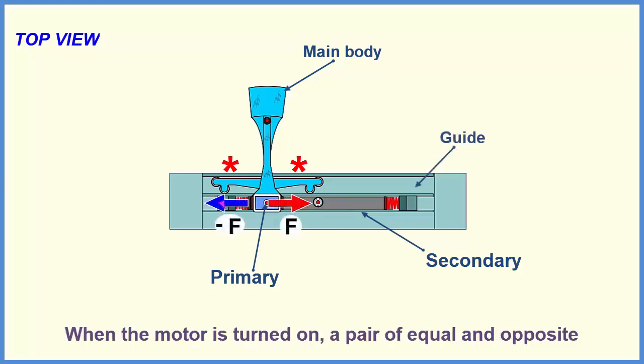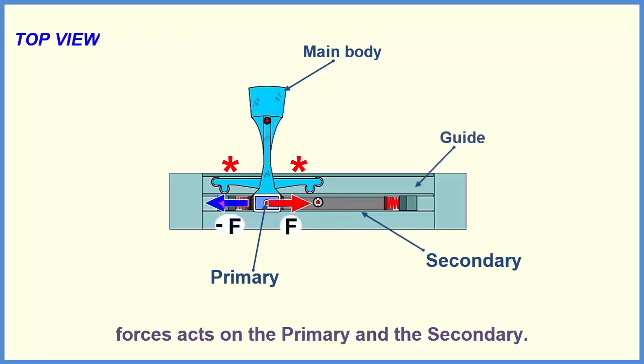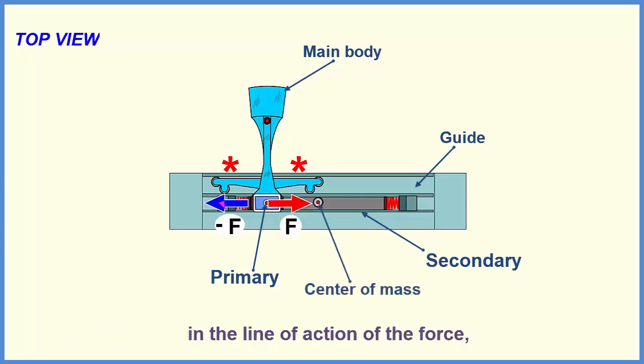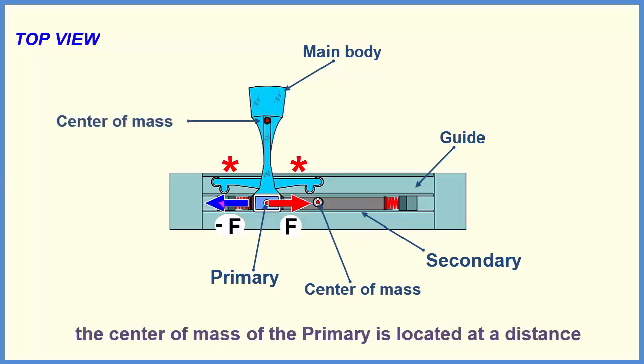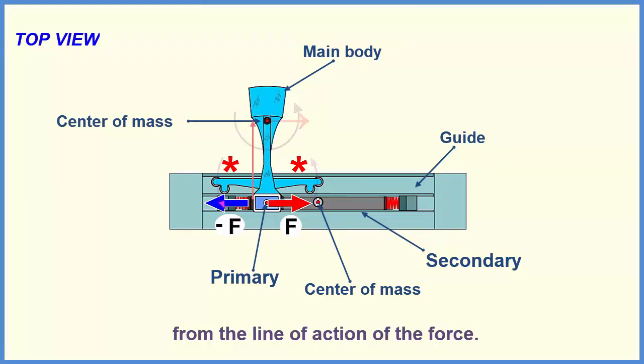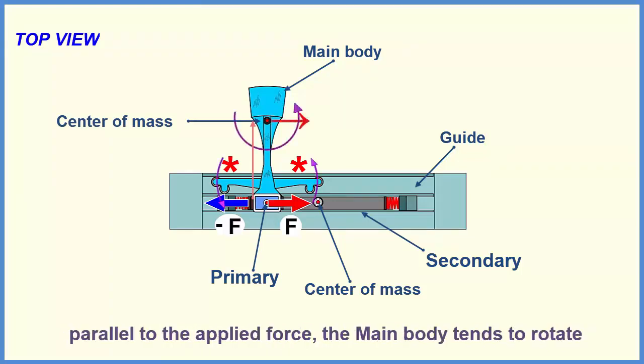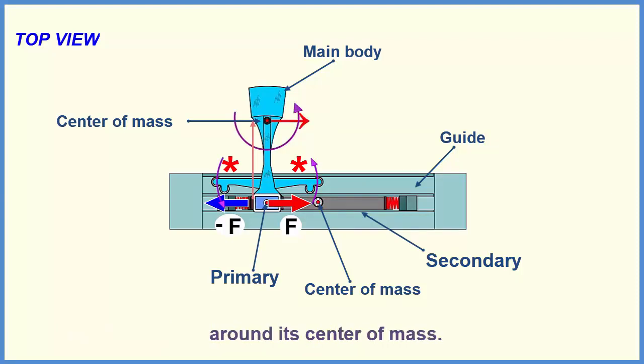When the motor is turned on, a pair of equal and opposite forces act on the primary and the secondary, while the center of mass of the secondary is located in the line of action of the force. The center of mass of the primary is located at a distance from the line of action of the force. The point to note is that, in addition to a rectilinear motion parallel to the applied force, the main body tends to rotate around its center of mass.